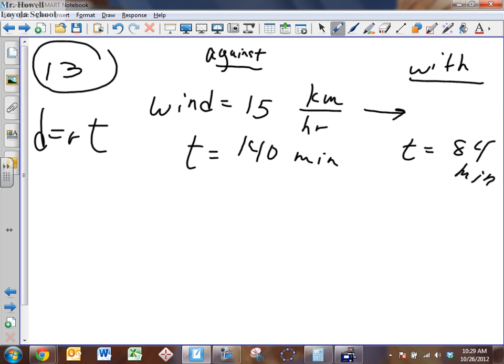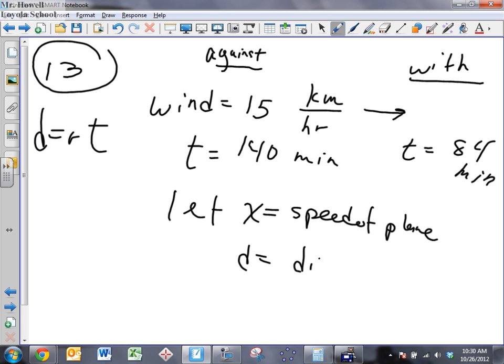So, in the first condition, against the wind, if you're against the wind, what do you do to the speeds, Ian? And if you're with the wind, you add them. But I don't know what the speeds are. So let's make a let statement. Let x equal the speed of the plane. Let d equal the distance between the locations.